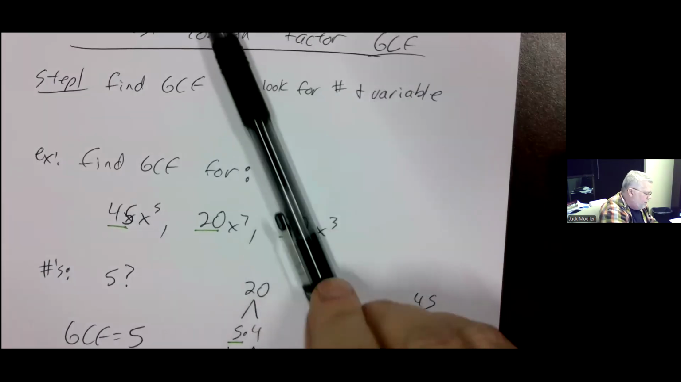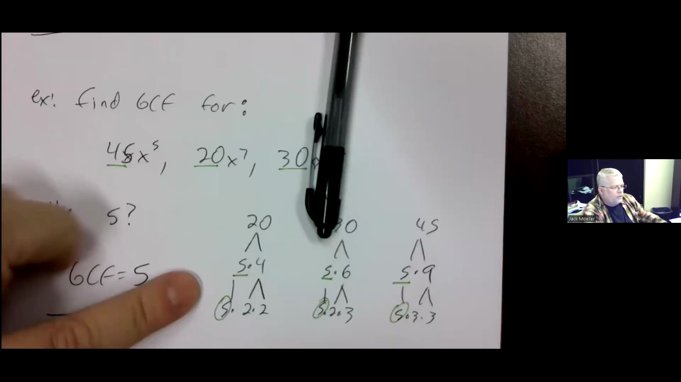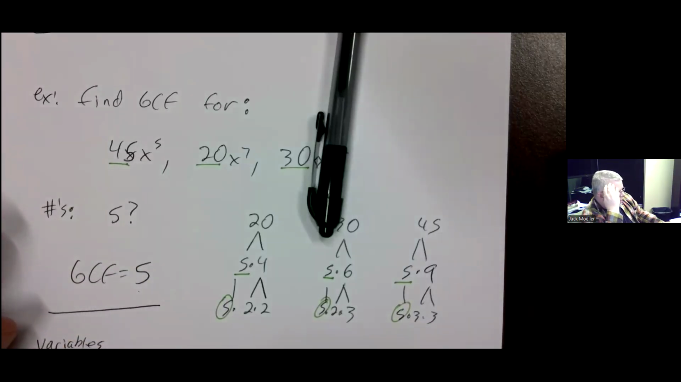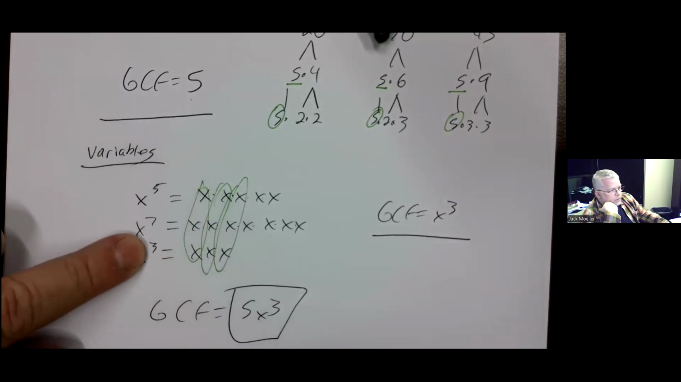Right. Now, let's say that there was no x cubed. Let's say that last term was just 30. What would the GCF be? Well, now the GCF would be just 5 because there is no x in all 3 of them. All right. So that's how you find the greatest common factor. You kind of have to use your number sense or maybe use your factor trees to help you with the number part of the GCF. And then for the variables, if you have a common variable, look for that smallest exponent.